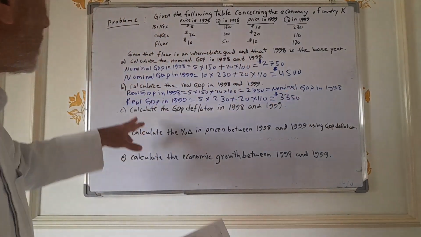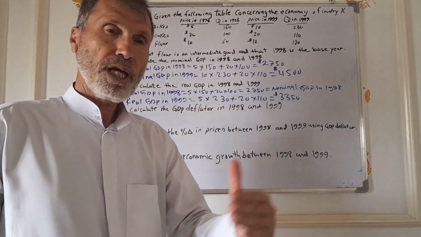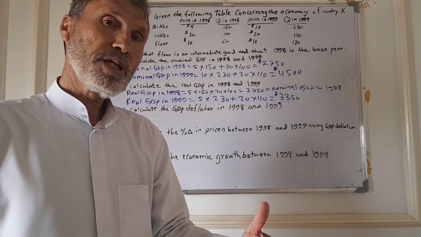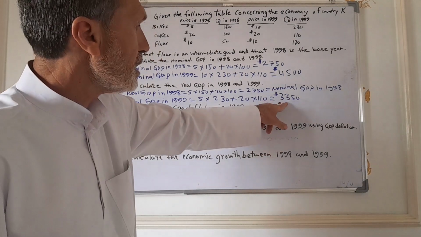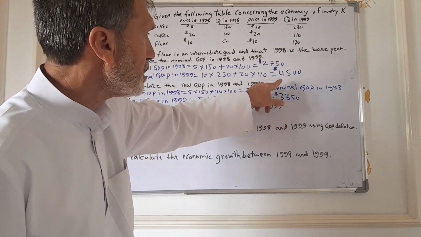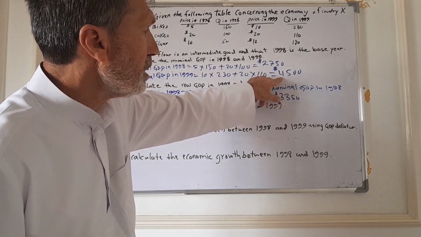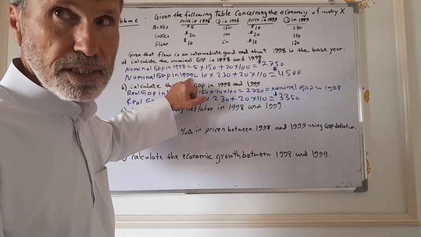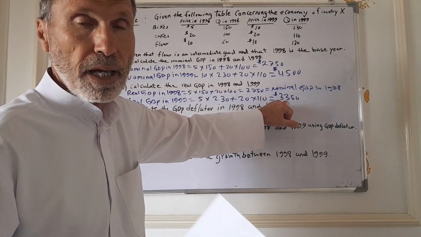Okay, so as you can see, nominal GDP takes into consideration the change in prices as well as the change in quantities. However, real GDP only takes into consideration the change in quantities because the prices are fixed. So now, as you can see, the value of real GDP is much less than the value of nominal GDP in the same year, 1999: here 3,350, over here 4,500, because nominal GDP in 1999 takes into consideration the change in prices and the change in the quantities. However, the real GDP takes into consideration only the change in quantities.